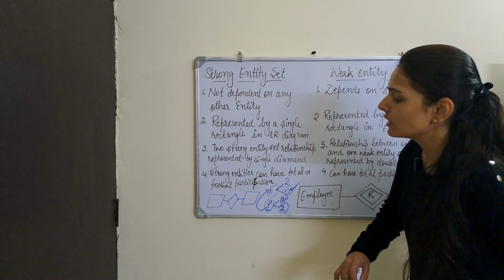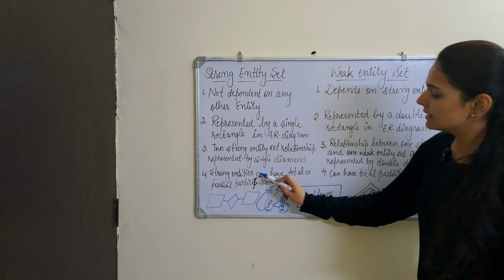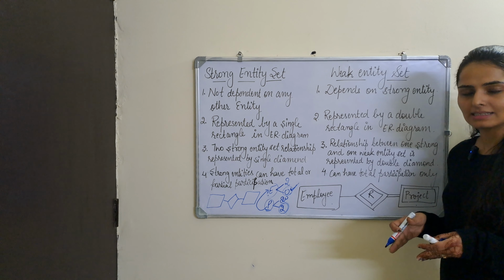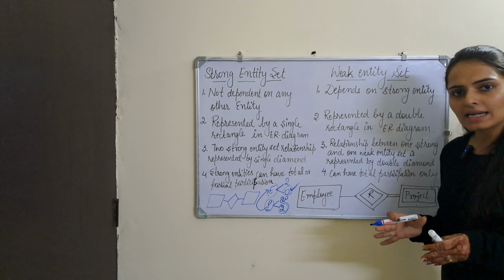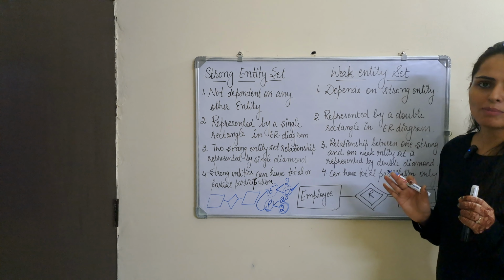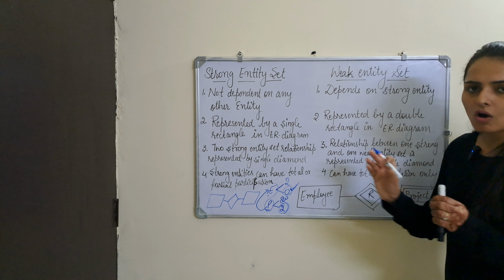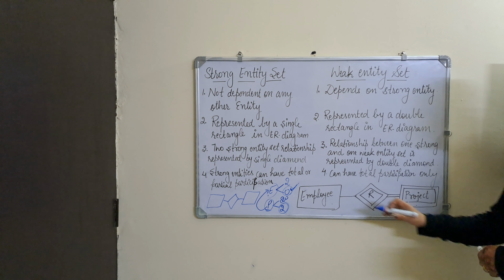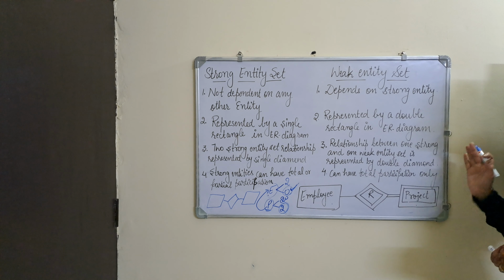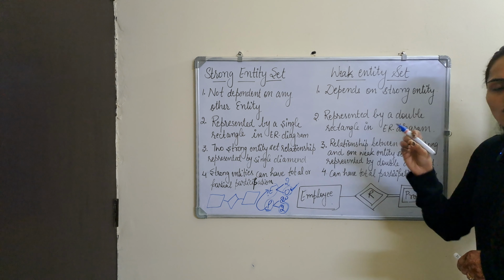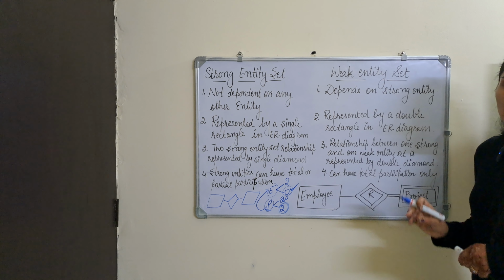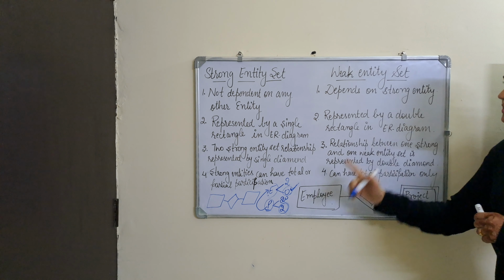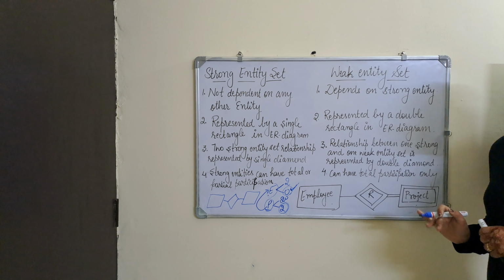So now the fourth point states what? That strong entities can have total or partial participation. That means strong entities can have total participation as well as partial participation. There is no bound on strong entities, but weak entity set can have total participation only, right? So there will not be any entity in the weak entity set which is not related to the strong entity set. So these were the differences between strong entity set and weak entity set.